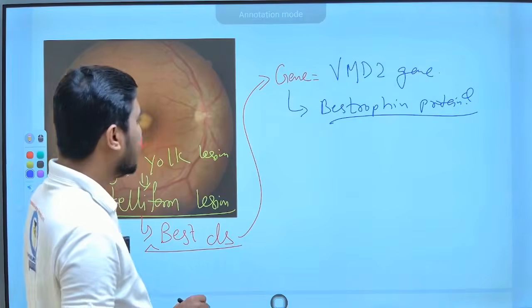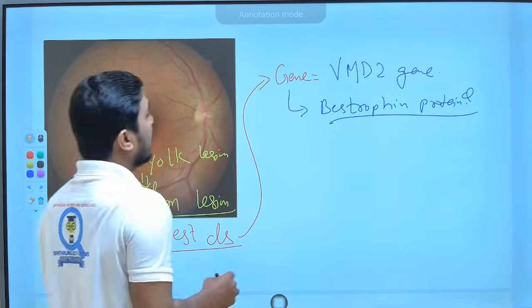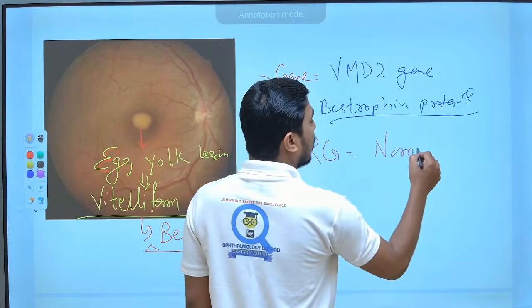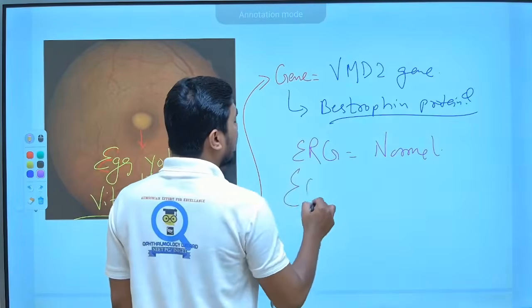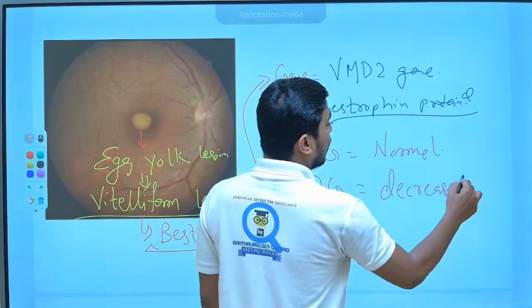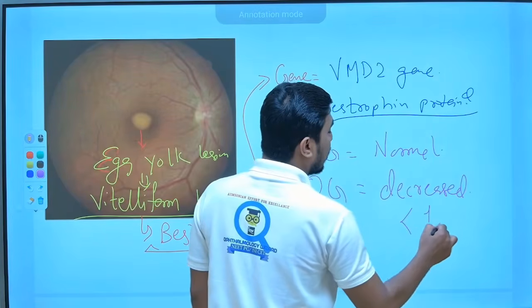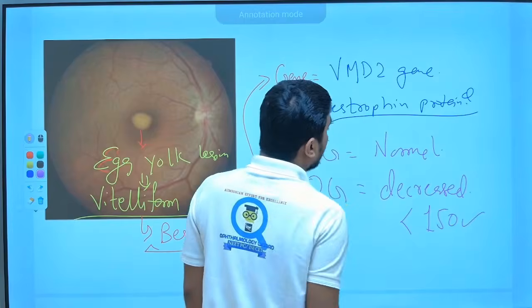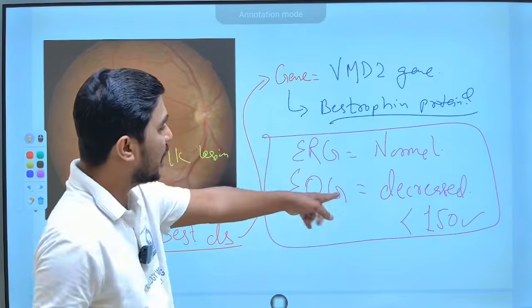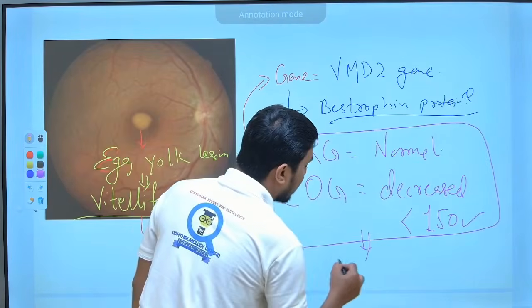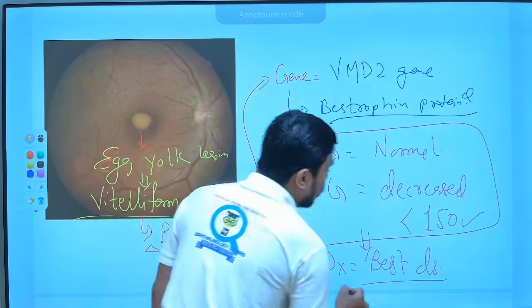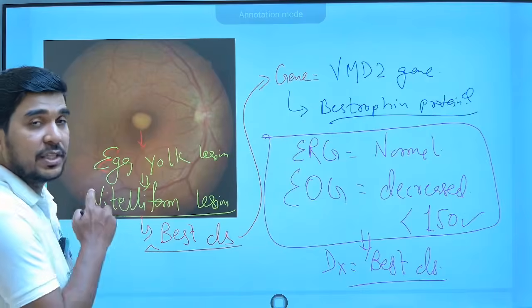Now if they have asked this, in this condition what is happening? ERG will be normal, but EOG is decreased, with an Arden ratio of less than 150. So if they tell you ERG is normal and EOG is decreased, then the diagnosis again is Best disease. This is the most common MCQ that they have asked. So this is about these lesions.